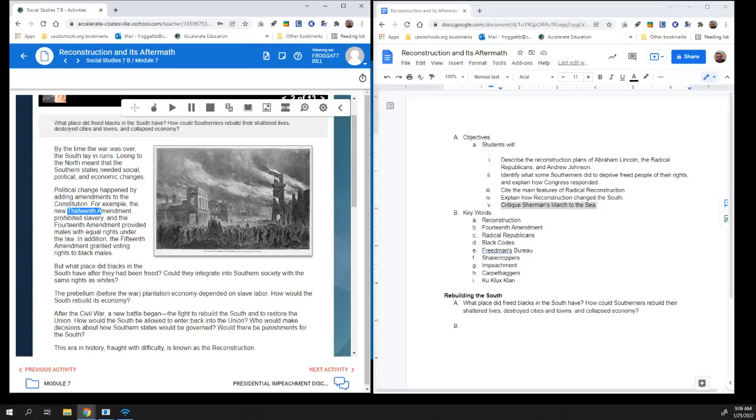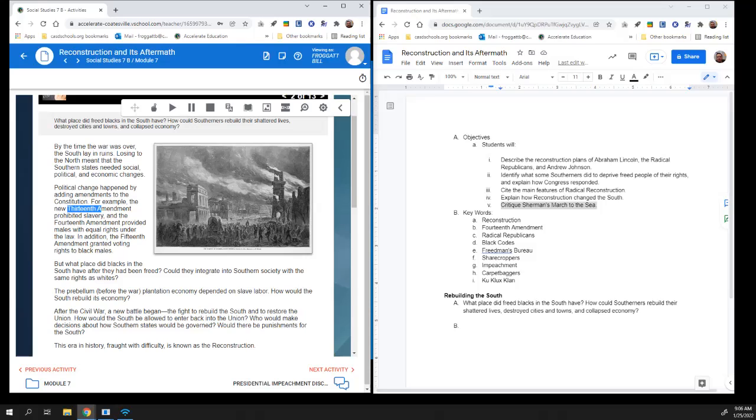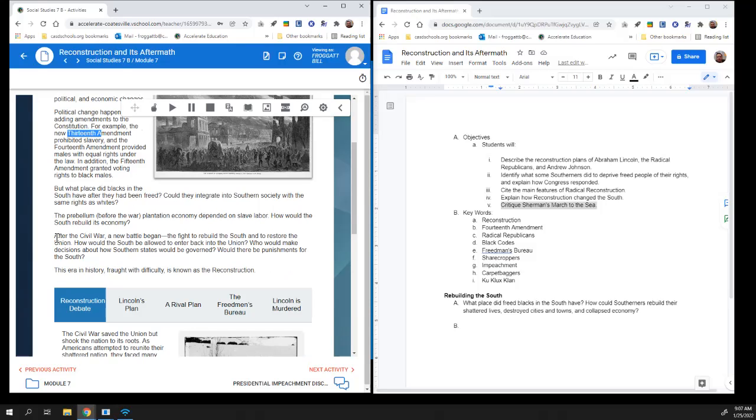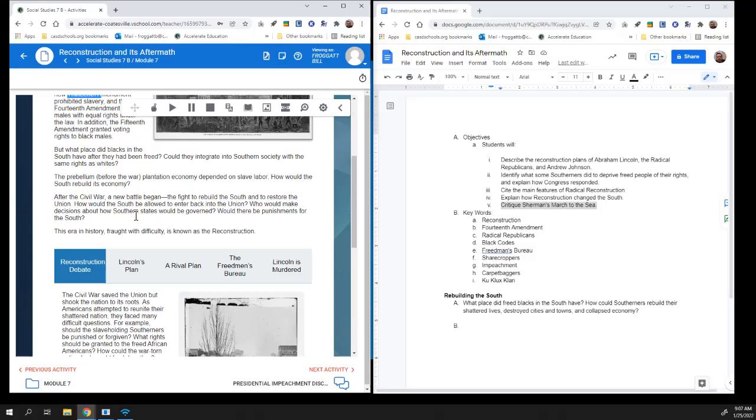The plantation economy depended on slave labor. How would the South rebuild its economy? So yeah, we have a lot of questions here in the South, right? How are they going to rebuild? Slaves outnumbered plantation owners by a large number. So how are they going to replace their workforce?